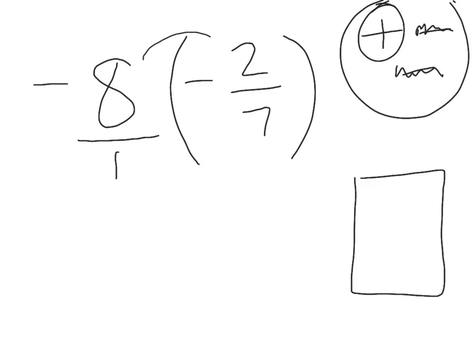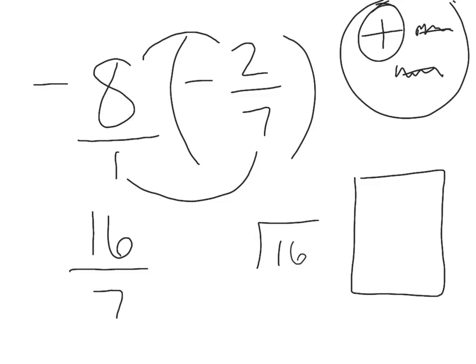So now let's just go ahead. 8 times 2 is 16. 1 times that 7 is 7. 16/7 is my answer, but that's not in simplest form. I'm going to take that top dog and put him in the dog house. And so the 7 will go on the outside.